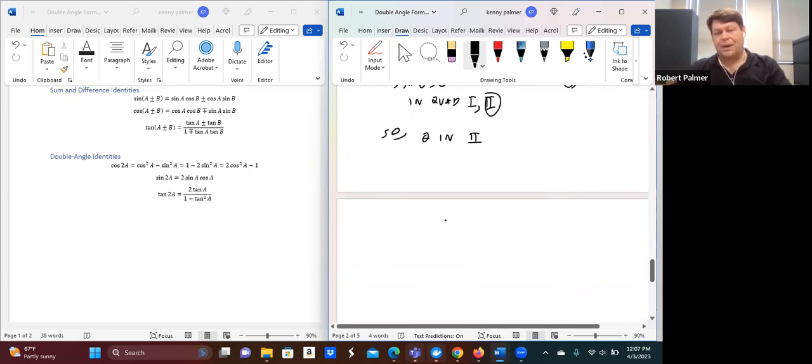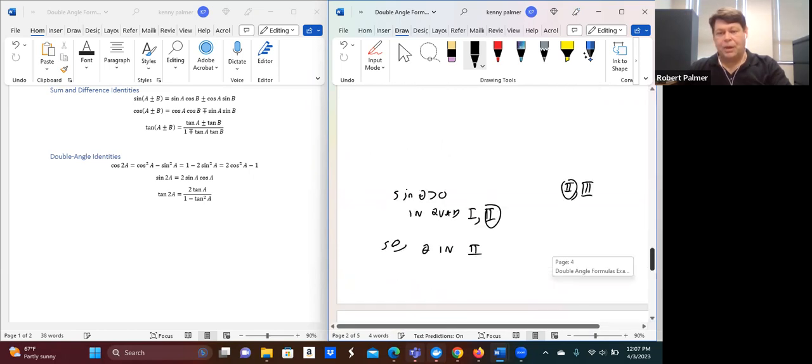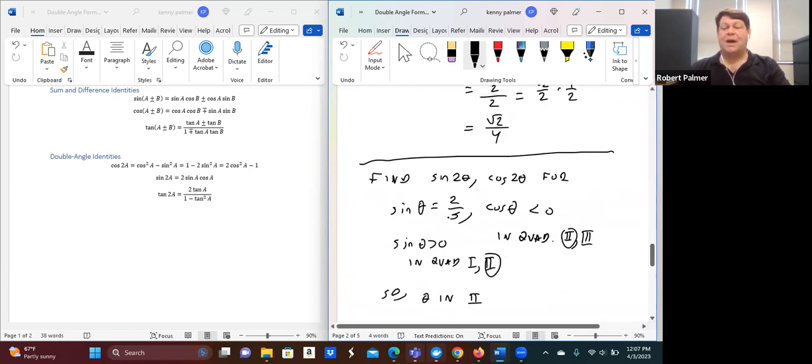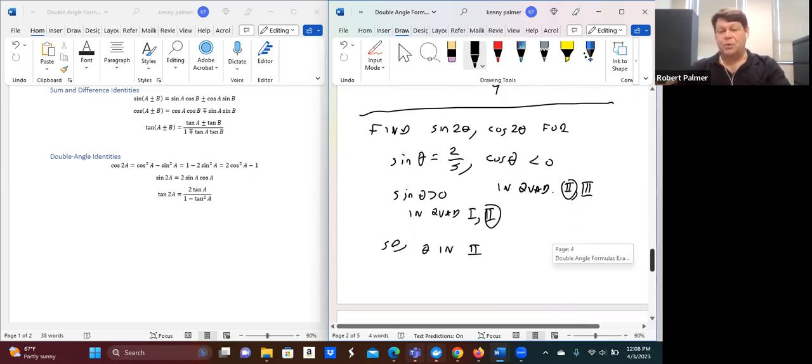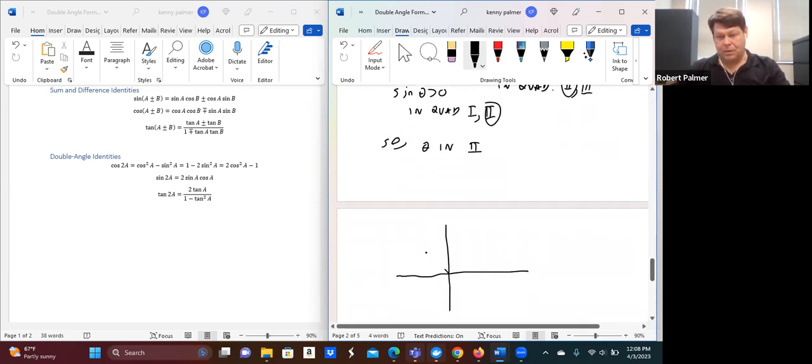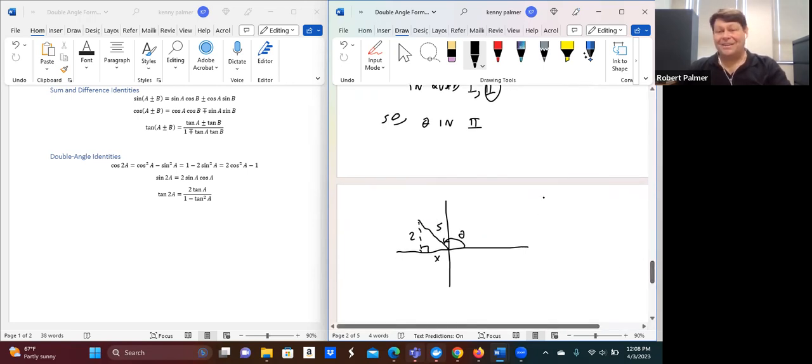What does that do for us? Well, let's draw an angle. Draw a picture. Okay, we're in quadrant 2. We know sine is 2/5. Remember, sine in terms of x, y, and r is y over r. Now we can make a triangle. So this is our angle theta. And we make a triangle, and sine is y over r. So this is 2, this is 5, and of course we have some x here.